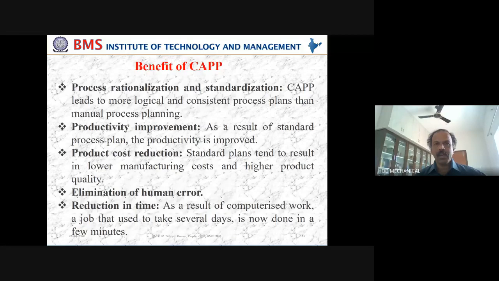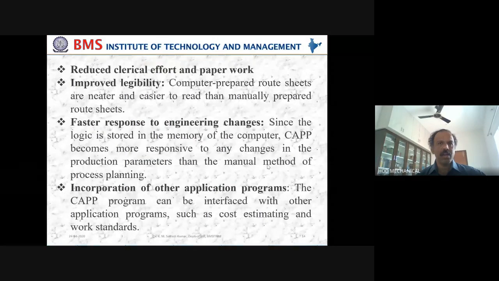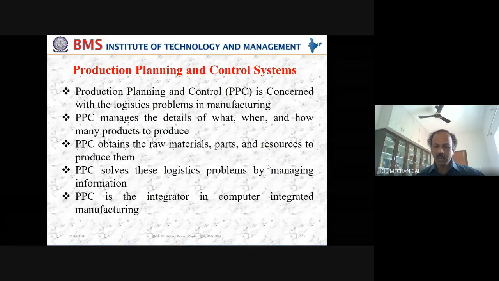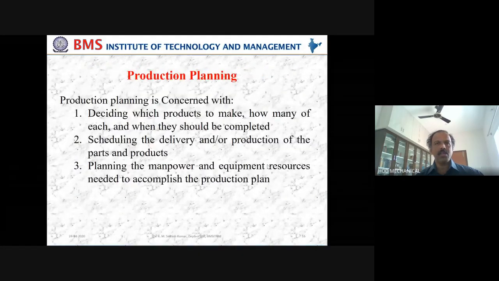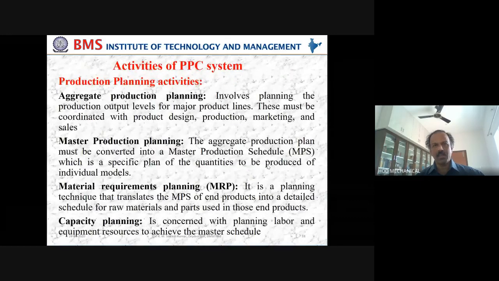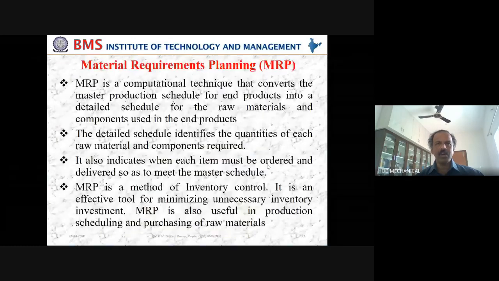Then after that, we understood the benefits of computer-aided process planning. And then we went to the concept of PPC: what the production planning activities are and what the production control activities are. After understanding these, we just started with the material requirement plan. Now today we'll start with material requirement planning.